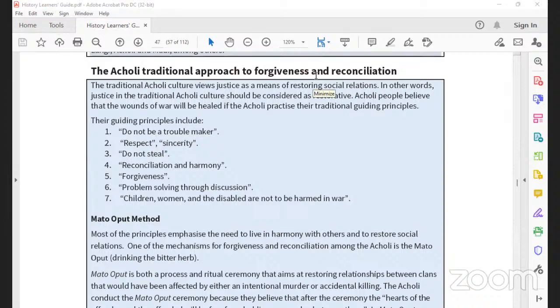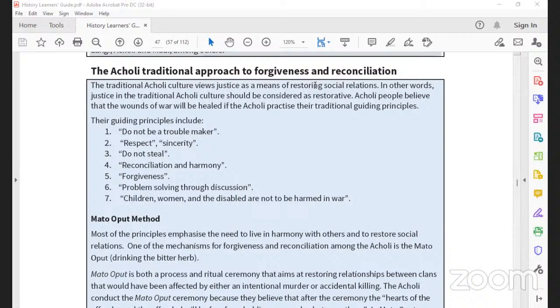So, sincere. We are saying that being free from pretense. Somebody who does not pretend, that person is sincere. Hey, Laura had given us an answer here. Thank you. Being free from pretense. If you are not pretending, that means that you are sincere. So, according to the Acholi culture and their tradition, they move by that guideline, sincerity. Do not steal.